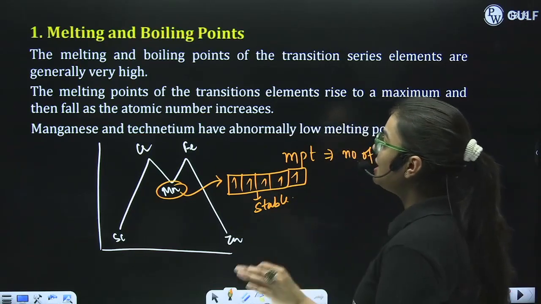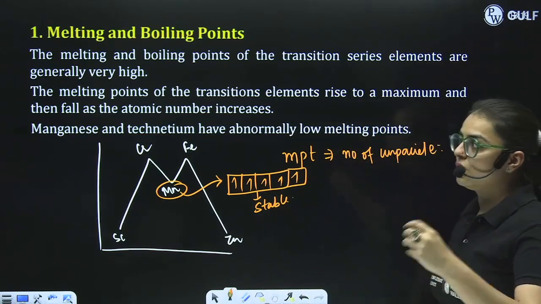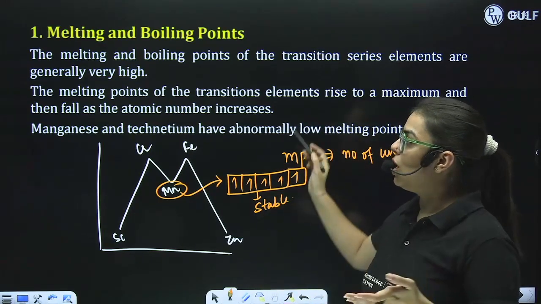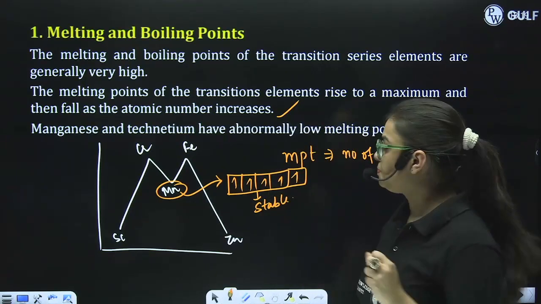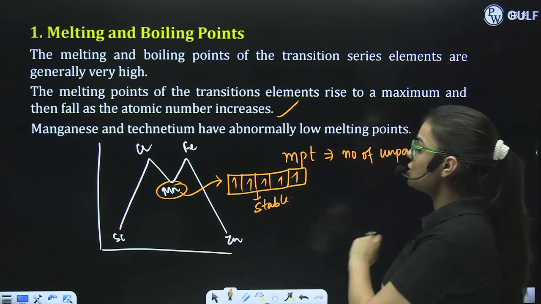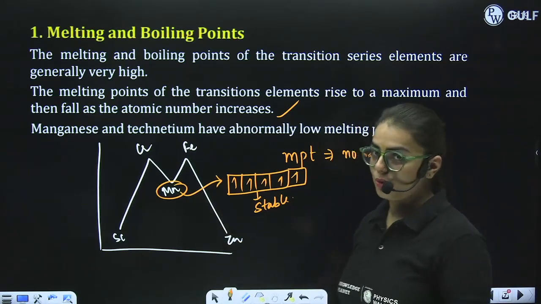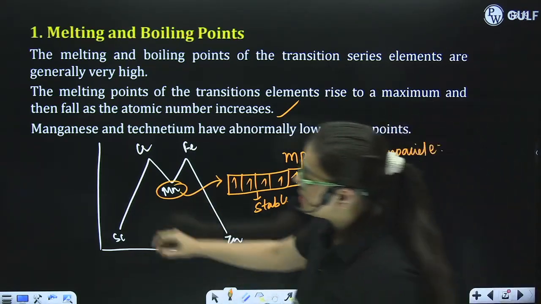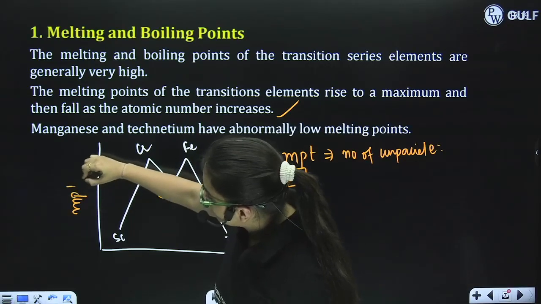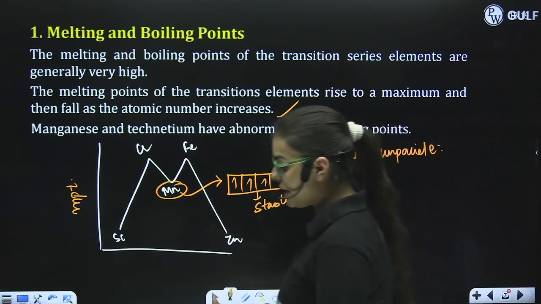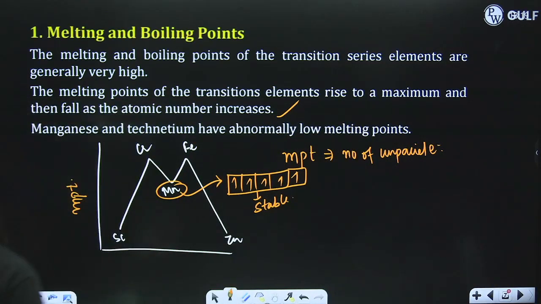The melting and boiling points of the transition elements are generally very high. The melting point of the transition elements rises to a maximum and then falls as the atomic number increases. Manganese and technetium have abnormally low melting points. Manganese I already told you. So this was about the melting point order from the 3d series, students. Everybody please take a minute, write this down so that I can move on to the next part.